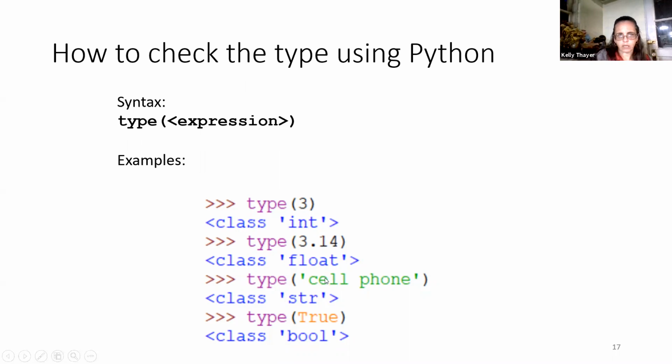And then down here we have some examples from the actual computer. So let's also try the type of 3.14. We see that this is a float. Type of "cell phone", notice that it's in quotes, that is a string. And the type of True, notice that this is not in quotes, is class bool for Boolean. So if you don't know what type it is, you can always use this to find out.